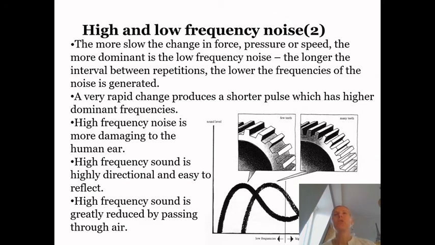When we think which noise, high frequency noise or low frequency noise is more dangerous for our ear, then it's usually said that high frequency noise is more damaging because hair cells are more sensitive in the high frequency noise level. But high frequency noise is highly directional and it's easier to reflect and therefore also to think about safety measures. The other good side high frequency noise has is that it's greatly reduced by passing through air. So with distance, it's decreased incredibly. We cannot say the same for the low frequency noise. So low frequency noise goes very, very far and you can hear it from a very long distance.